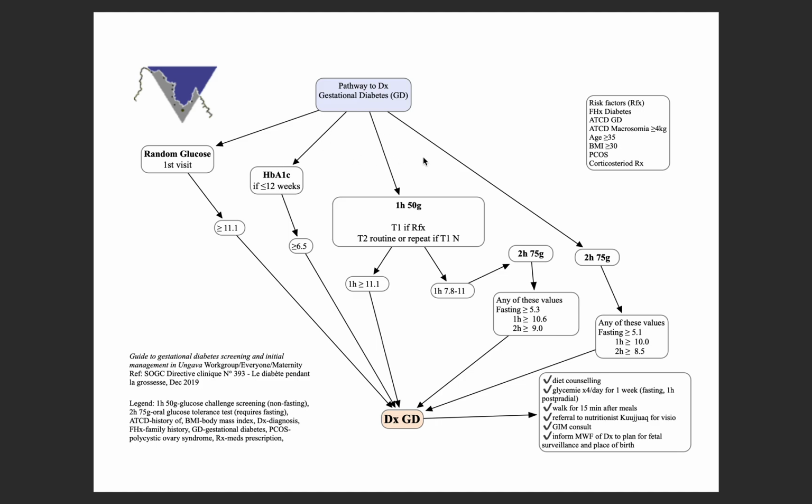If those are normal, then we offer early screening. And so we can do a 50-gram oral glucose challenge test. So where she drinks a sugary drink, an orange drink, and an hour later we draw her blood and we get a snapshot of what she did with the sugar. Did she take the sugar from the drink and store it, or did she leave it circulating at a high amount throughout her body and therefore exposing the baby to a high amount of sugar?